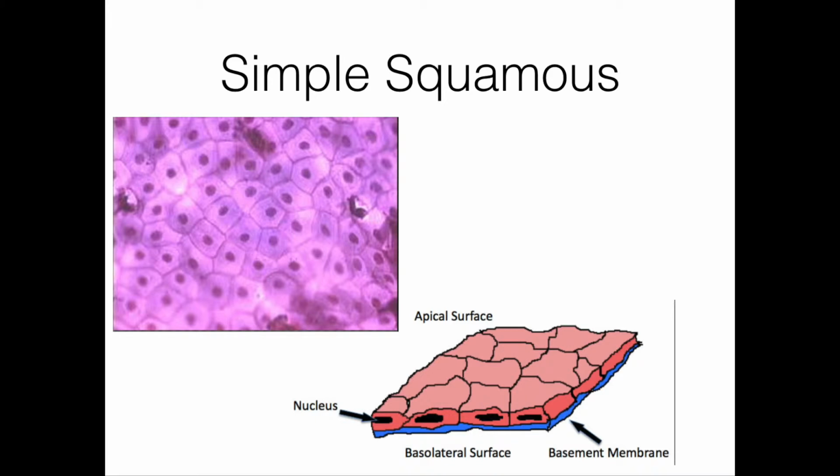Next, we will show you some different types of epithelial tissue. First, there's simple squamous epithelium. You can find them in the lungs and the lining of blood vessels. It's important to know that their function is gas exchange by diffusion.